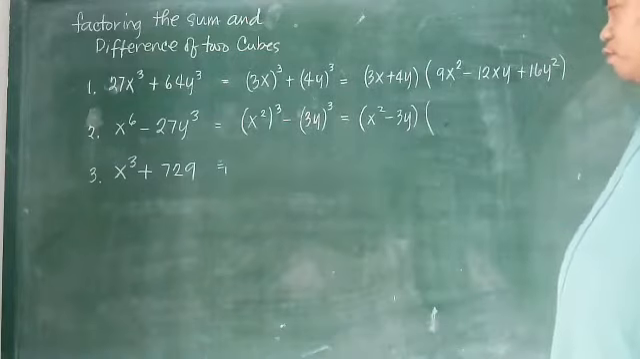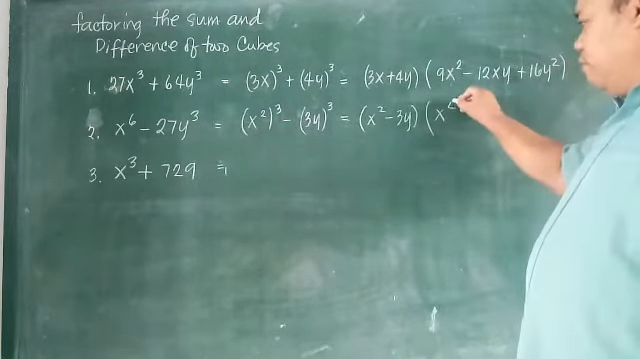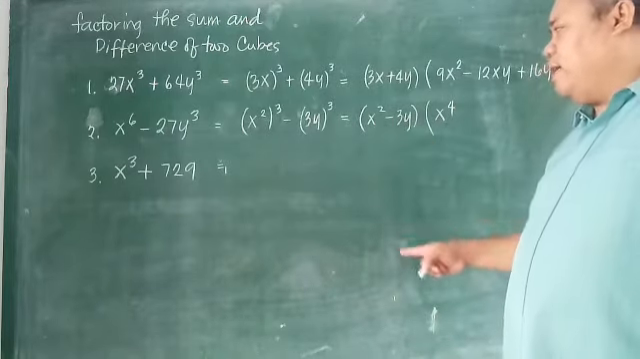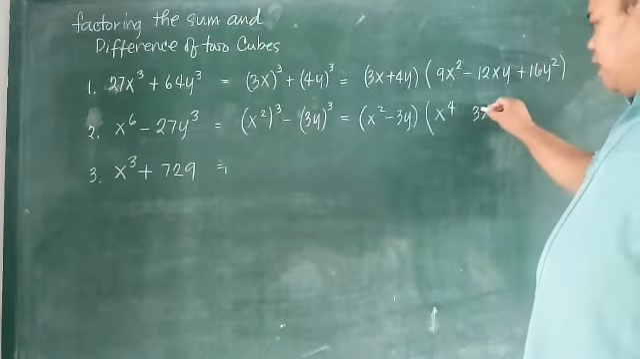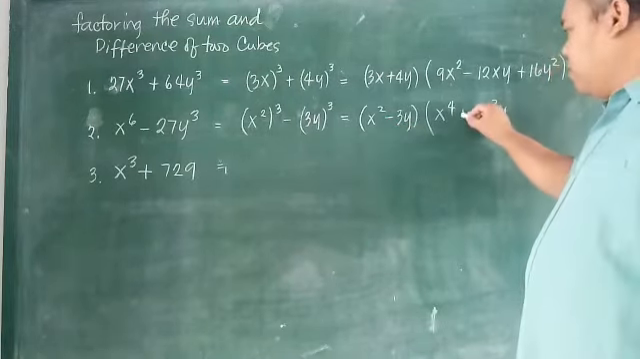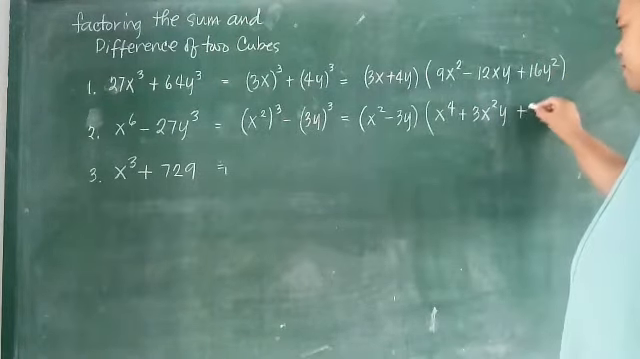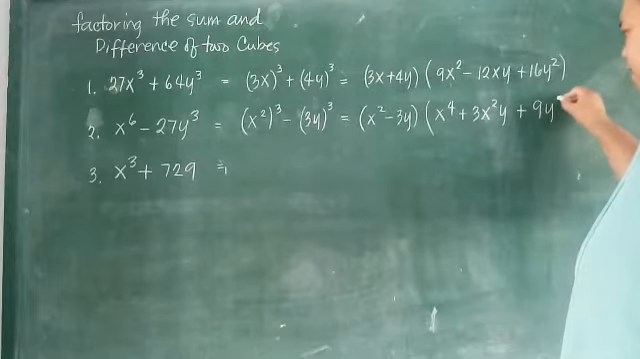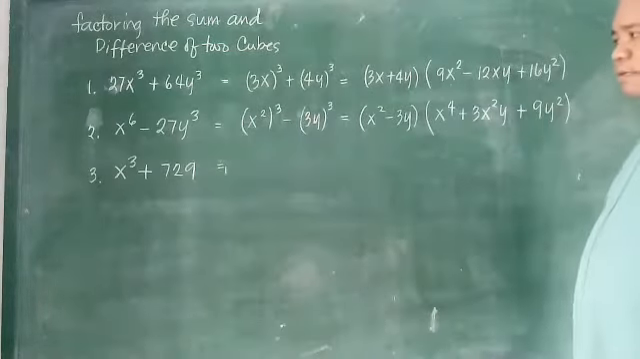The trinomial factor should begin with the square of x squared, and that's x to the 4. We multiply x squared times 3 times y. So this is 3x squared y. This is negative here, this is positive here. And then the square of the last term, that is plus 9y squared. That will be your trinomial factor.